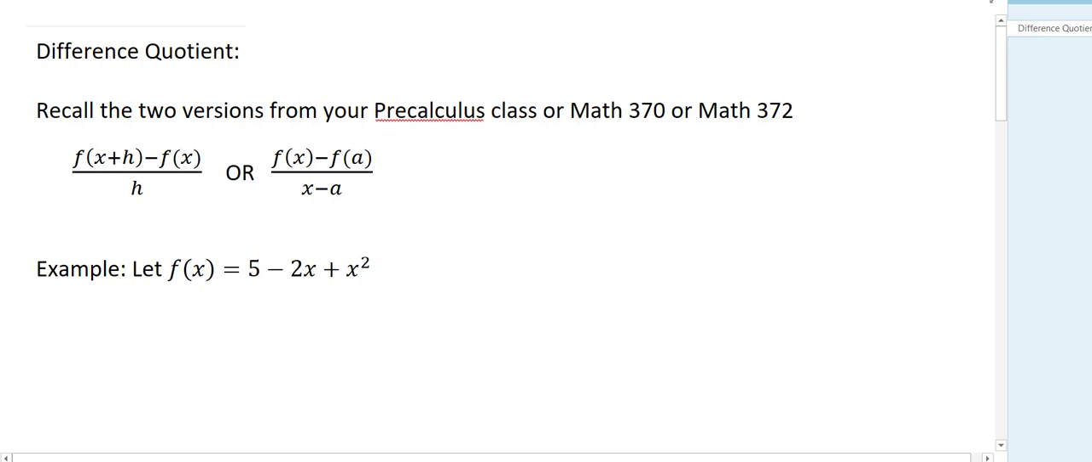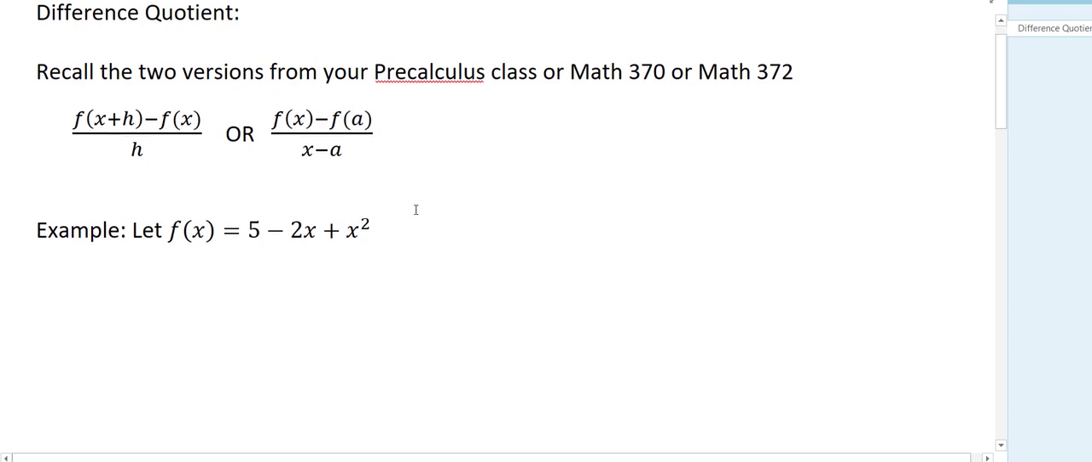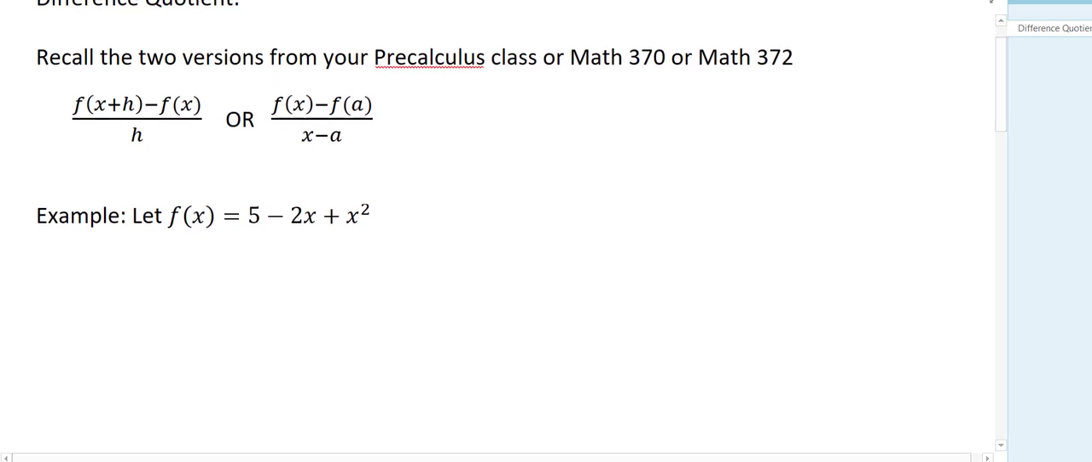All right, from our pre-calculus memory, whether you took it at Los Rios or not, if you took it at Los Rios, you probably took Math 370 or Math 372. So there are two versions of the difference quotient. We have f of x plus h minus f of x all over h, and f of x minus f of a all over x minus a. So those are the two different versions that we can simplify. I'll start with the first one.